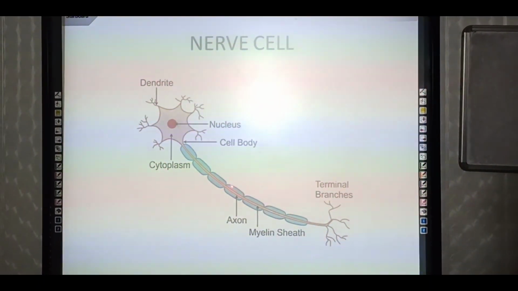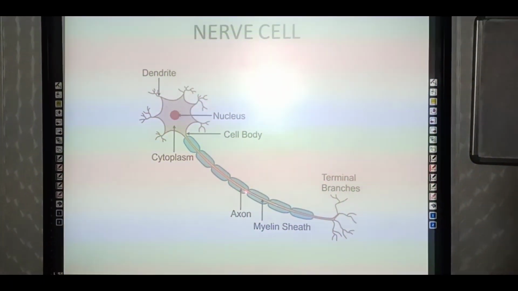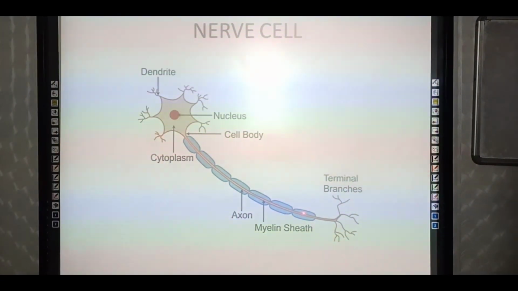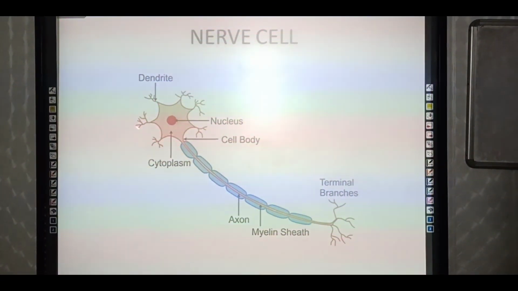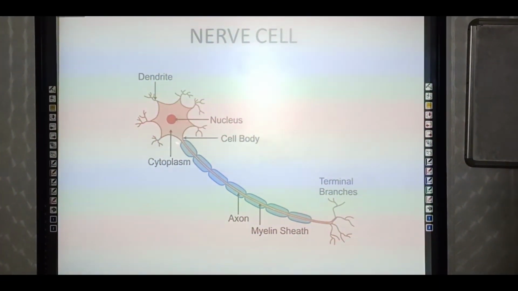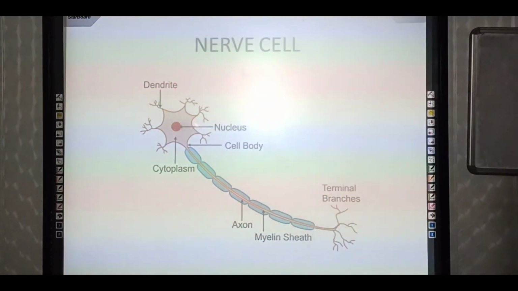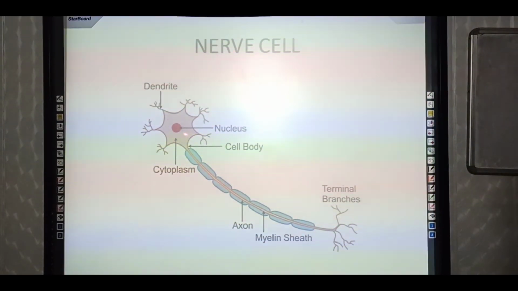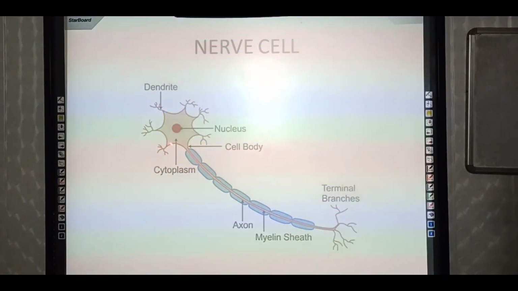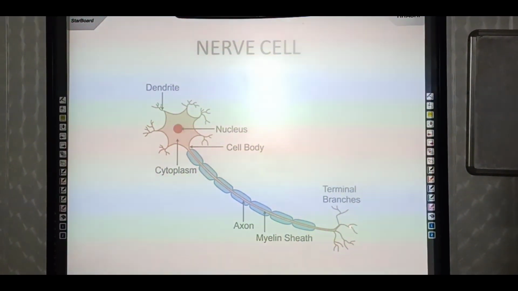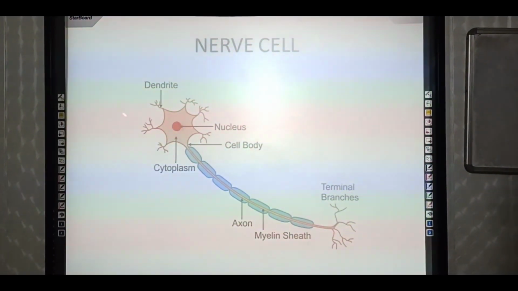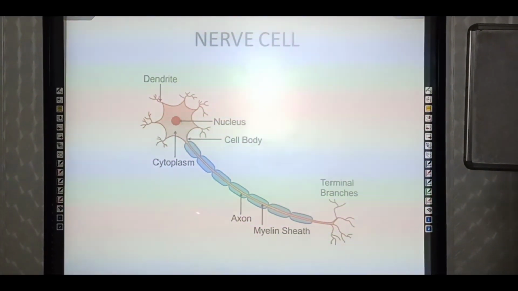The blue colored sheath present on the axon is the myelin sheath, and it is a cell, so its cell body contains the cytoplasm and the nucleus. This is the fundamental part of every cell, that is the nucleus and the cytoplasm. This type of structure you will see under the microscope from the permanent slide.